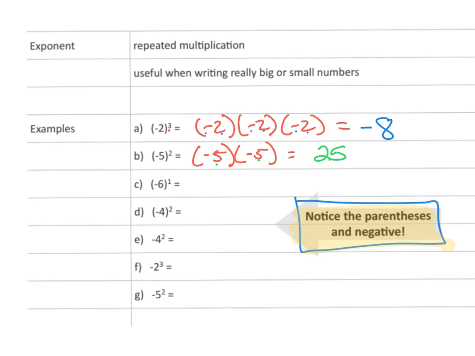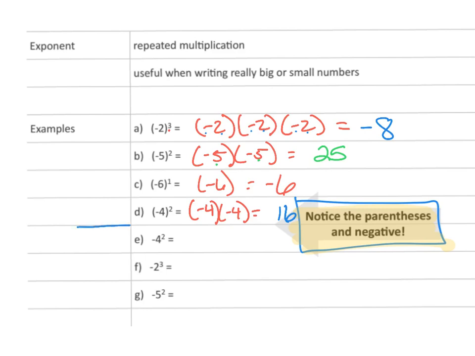Letter C. -6 in parentheses to the power of 1. So we're only going to do it 1 time, so that just leaves it as -6. Letter D. -4 to the power of 2. So I'm going to do -4 times -4, 2 of them. 4 times 4 is 16. Negative times a negative is a positive.